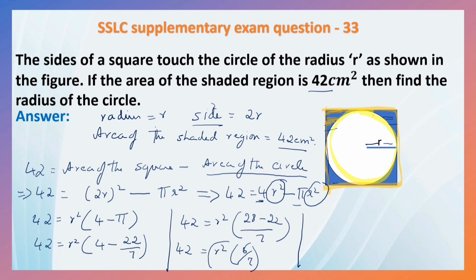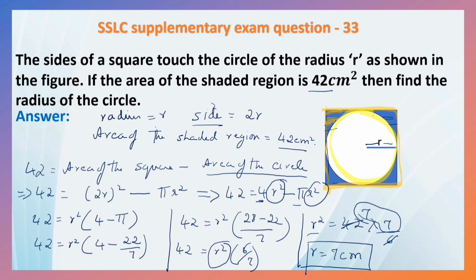So R square is equal to 42, and this becomes reciprocal, 7 by 6. 6 ones are 6, 6 sevens are 42. So R square is equal to 7 square. So R is equal to 7 centimeter.